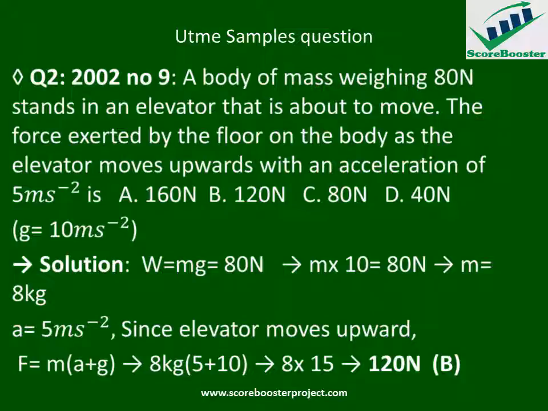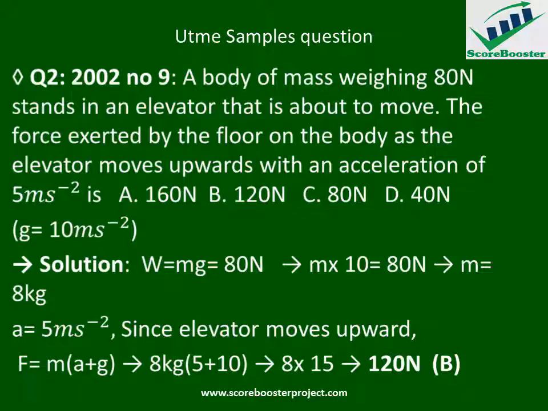You are given option A to be 160 Newton, option B to be 120 Newton, option C to be 80 Newton, while option D is 40 Newton. They were given in brackets that acceleration due to gravity g is 10 meters per second square. Now on to solution.